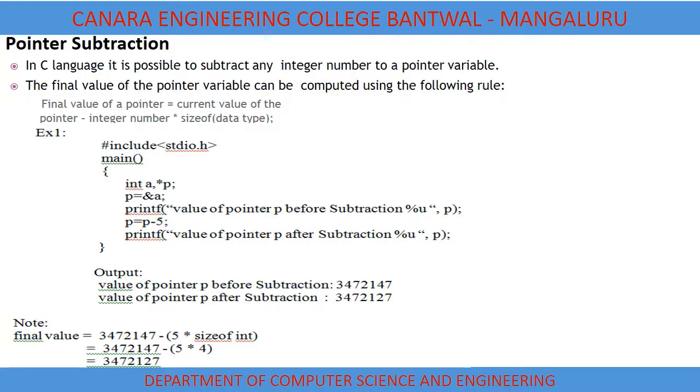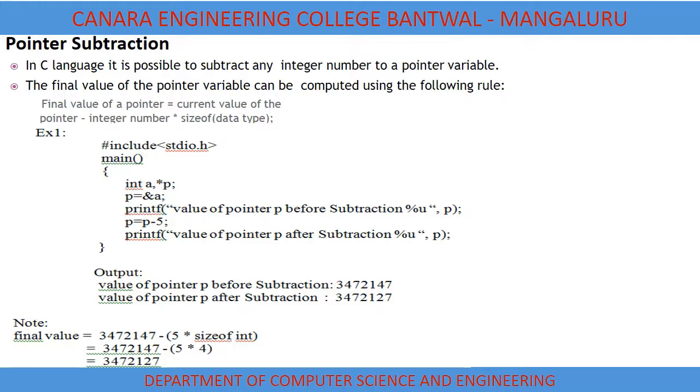In this slide we are going to illustrate the usage of subtraction, or how we can subtract from a pointer variable. Again the same rule: the final value of a pointer is equal to the current value of the pointer minus the integer number into size of data type. So any number can be subtracted from a pointer variable.